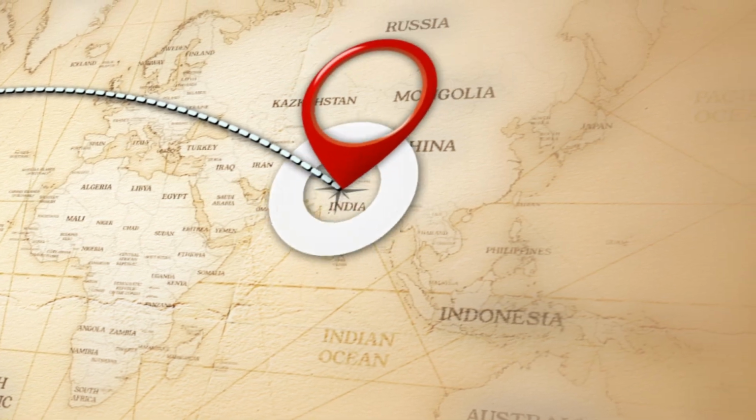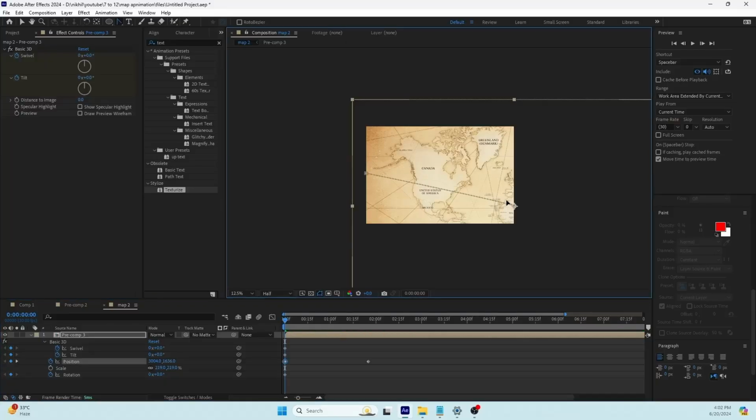Inside of After Effects, without using any 3D setting. Yes, it looks like we are using 3D settings, but we are not. Also, in the process of creating this map animation, we are gonna learn a lot of creative things that you can use in any other of your projects.